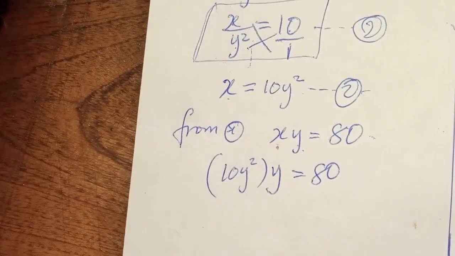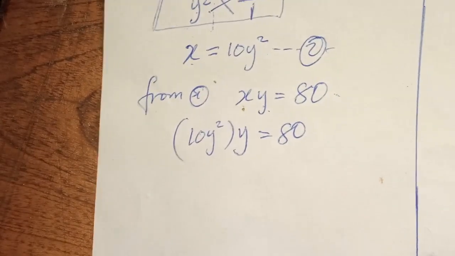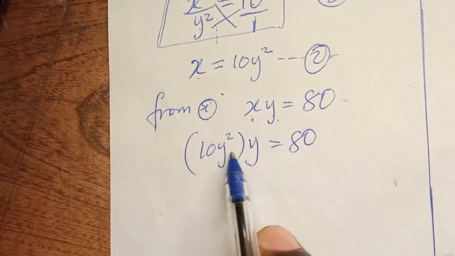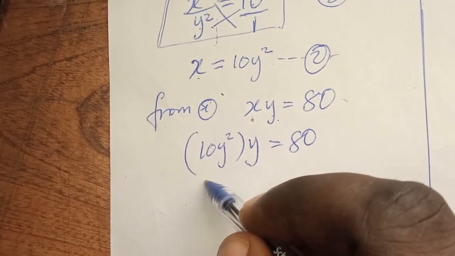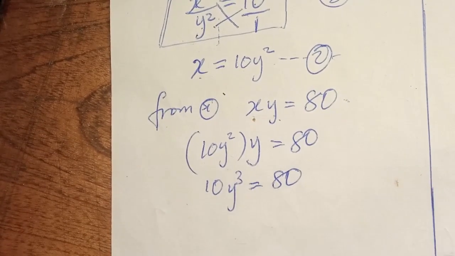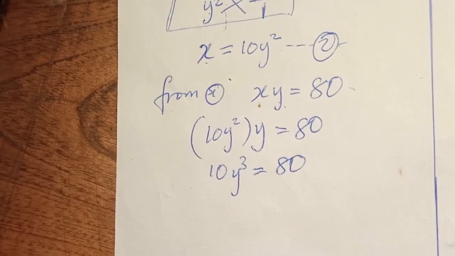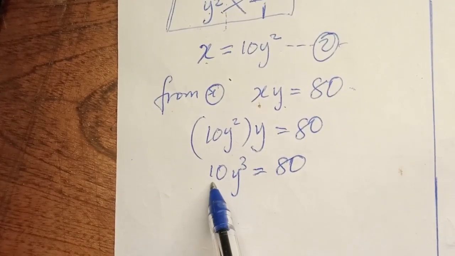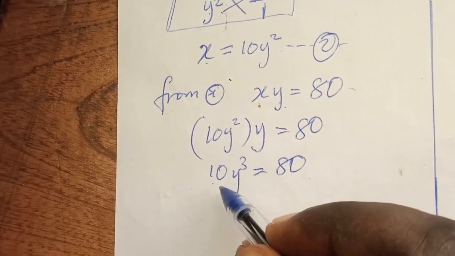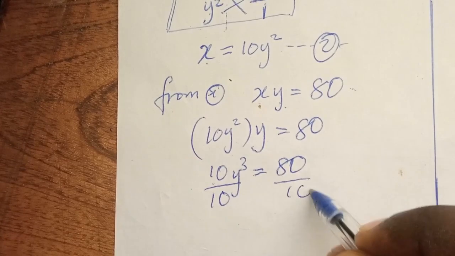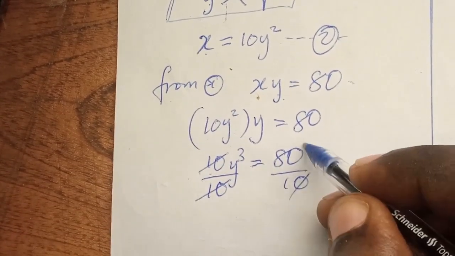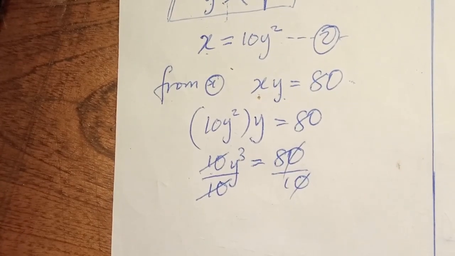Now, having this expression, what we can do easily here is 10y squared times y will give us 10y cubed. So we have 10y cubed will be equal to 80. So that's what we have. But this 10 that you can see here, we can divide both sides by 10 to make sure that y is alone. So to get y cubed, we have to divide both sides by 10. This 10, we take away. Then we have this: 80 becomes 8.